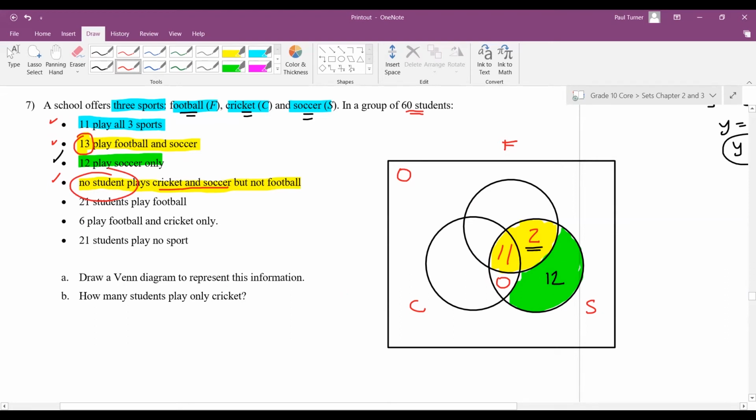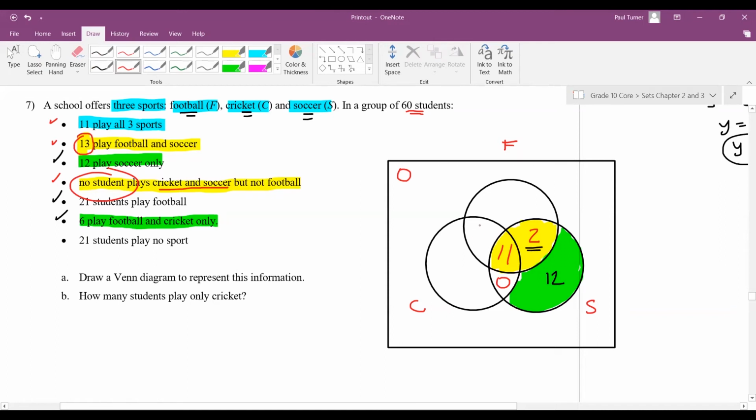What about this one? 21 students play football. Oh, we can't do this one yet because we don't have this number. So skip down to this one. 6 play football and cricket only. This one we can't answer yet. We can't write any numbers in. 6 play football and cricket only. Football and cricket only is this part here.